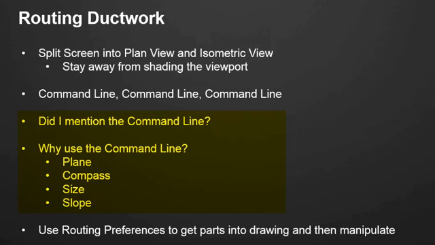You can change the size of your duct as you're routing using the command line, and you can change the slope, all of which are available on the property palette. You can generally get to them a lot quicker and easier by using your keyboard in the command line.